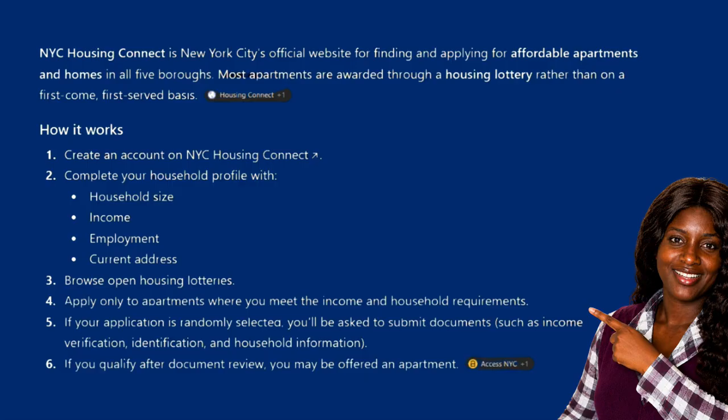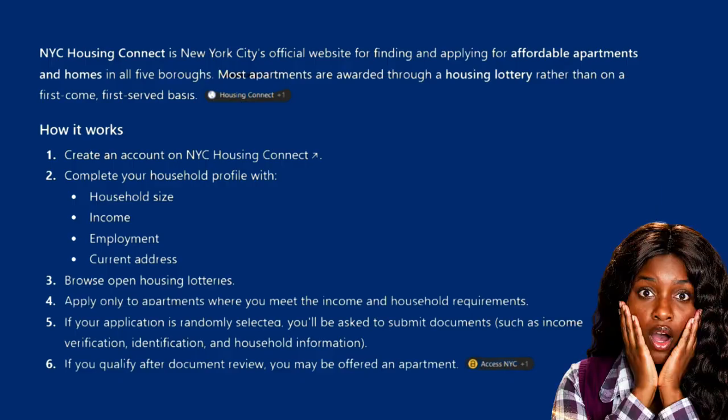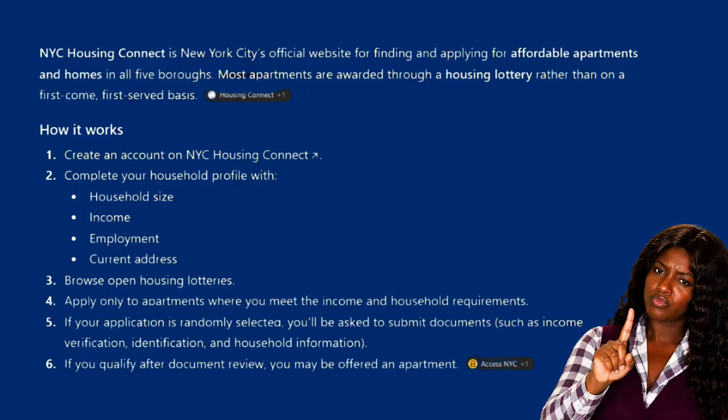Number 5, if your application is randomly selected, you'll be asked to submit documents such as income verification, okay, identification, household information. So make sure you submit all the proper documents, okay? Don't withhold anything back, because if you do and they find out that you're lying, guess what's going to happen? You're going to get disqualified. Oh, I guess if you get disqualified, I can't say that you can't apply for another type of unit, another building, but I don't know. But do not lie. Just give your information, okay?